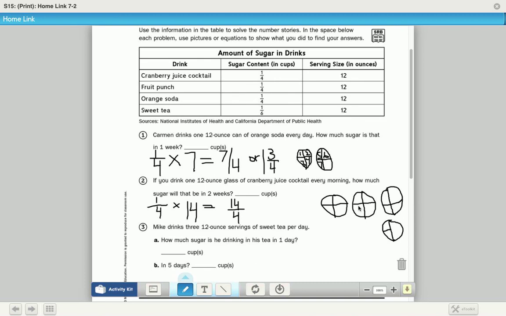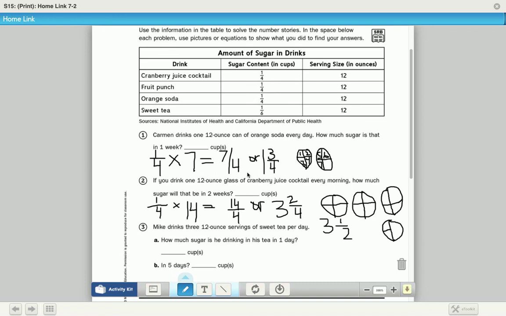So we'd have 1, 2, 3 wholes plus 2 more fourths. Okay, so 3 2/4 would also be a correct answer. Or we know that 3 2/4 is the same as 3 1/2. So you could have had 3 1/2 also. Those are all correct. Now, Mike drinks 3 12-ounce servings of sweet tea per day.